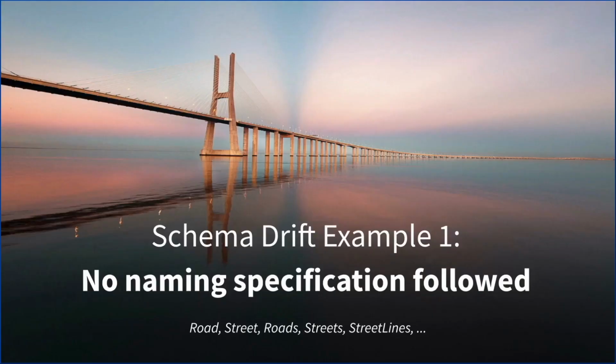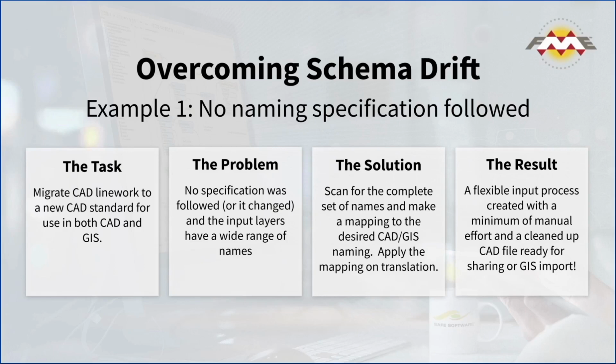Now, in the case of CAD files, there's a number of ways that this can happen, but one that's very common in kind of Wild West CAD shops is that there's no naming convention for the layer names. And so in this example, we've got roads and streets and roads and road and street lines and you name it. And we want to smarten that up and have a proper specification so we can ultimately go either to CAD or to GIS. And so here we first want to migrate the CAD line work to a new CAD standard, and then we can go and use it afterwards. So this is actually going to go CAD to CAD to clean up the schema mess.